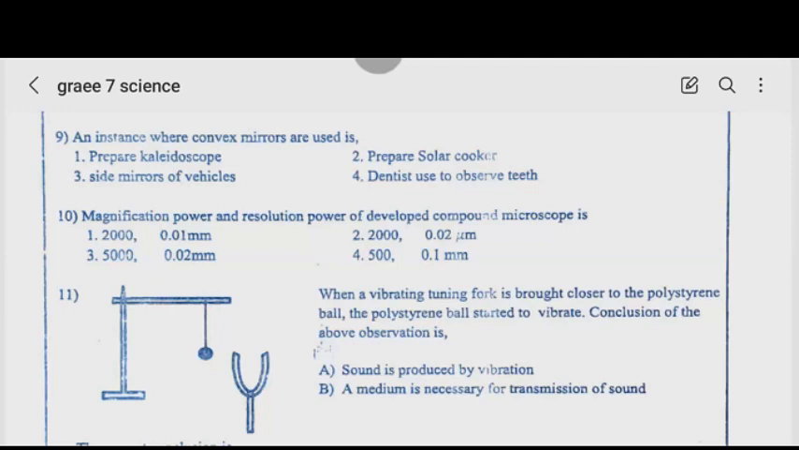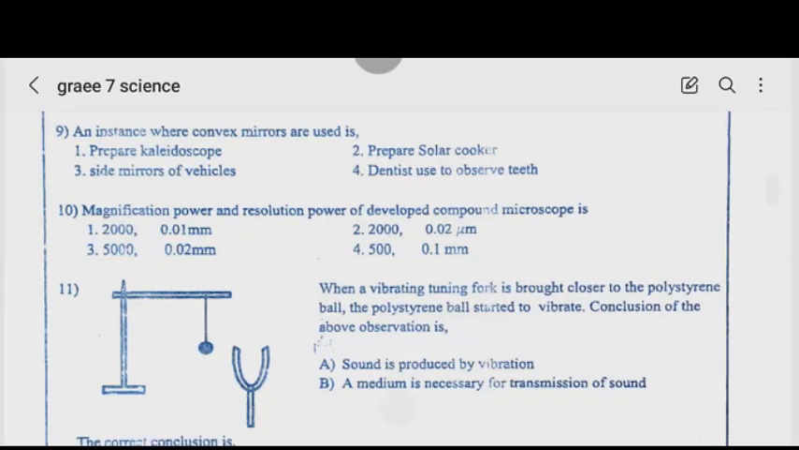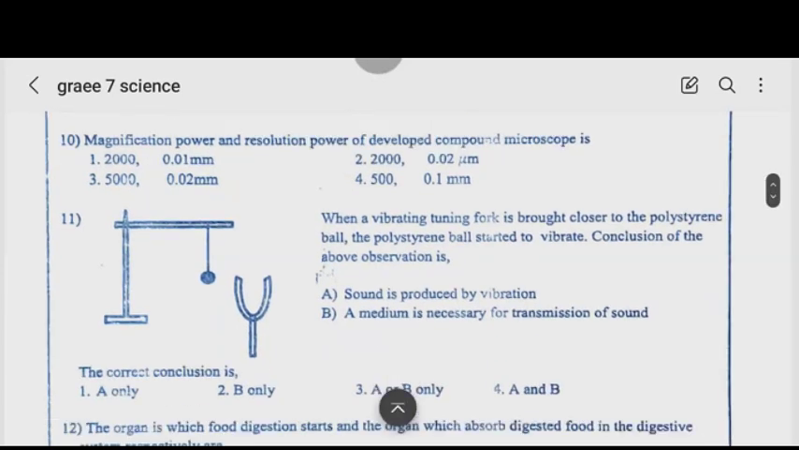In the solar cooker also we use concave mirrors. So we know two instances where concave mirrors are used: one is preparing a solar cooker, the other is dentists observing teeth. Therefore, for the kaleidoscope we use a plane mirror. For this question number 9, the answer is number 3, side mirrors of vehicles. Let's move on to the 10th question.